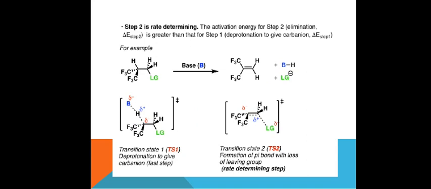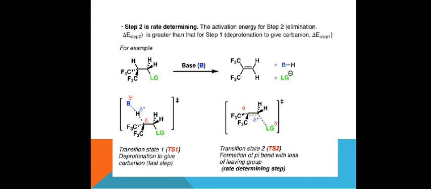For example, here we have taken another example. There is a leaving group attached to a carbon with two hydrogens, so the alpha carbon. This is attached to the beta carbon with two CF3 groups and one proton. The base abstracts the beta proton. The leaving group leaves, and the product we get is F3C, F3C, double bond CH2.